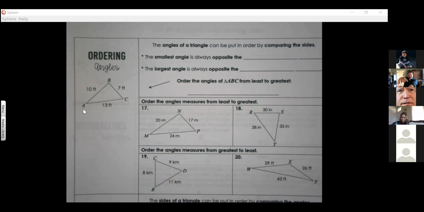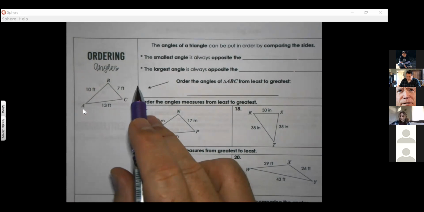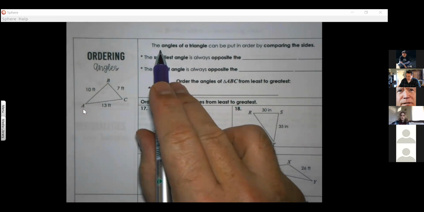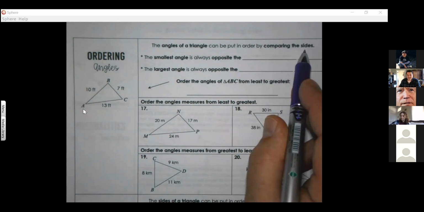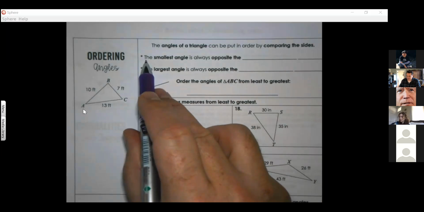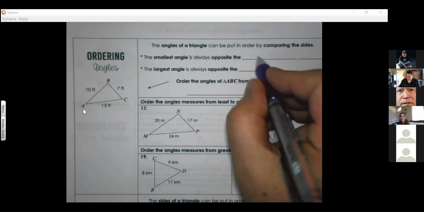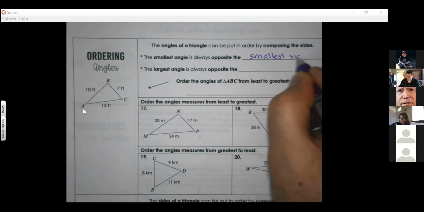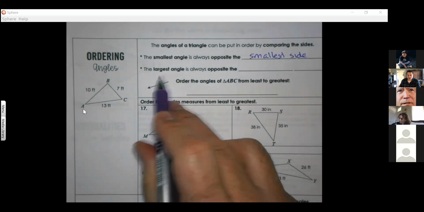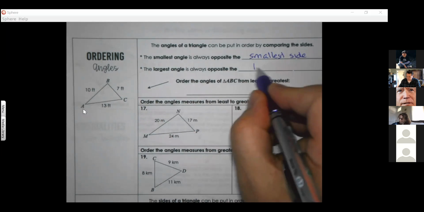But if the dinosaur is just opening his mouth a little bit, with a small angle, you can put a little small stick in there. It doesn't need to be a big stick, does it? So this is an extension of the triangle inequality theorem. It basically says that the angles of a triangle can be put in order by comparing the sides. In other words, the smallest angle is always opposite the smallest side, and the largest angle is always opposite the largest side.